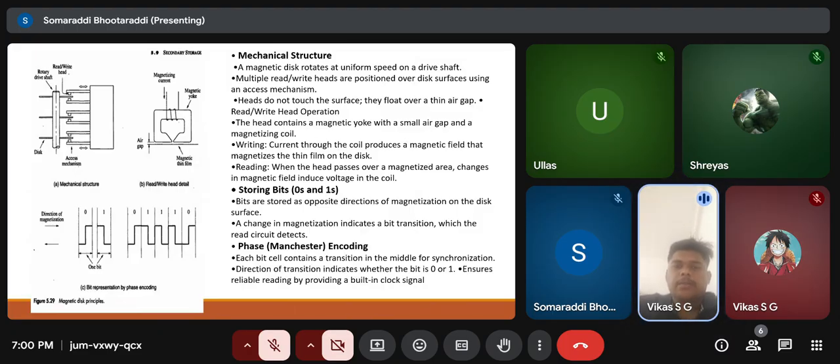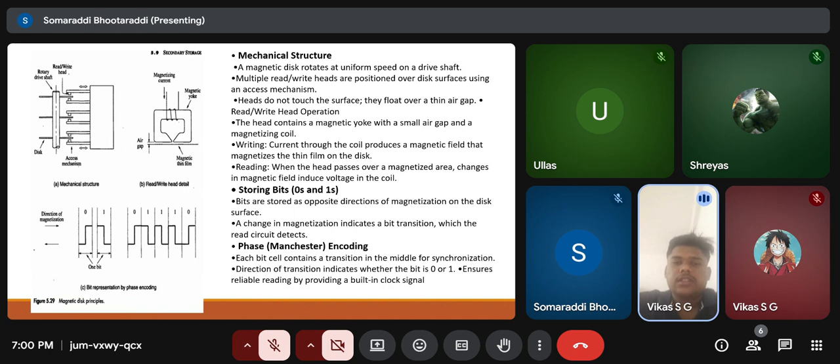Today I will explain the mechanical structure of the magnetic disk and the encoding method used to store and read data. Mechanical structure: the diagram shows the mechanical structure of a magnetic disk. A magnetic disk rotates at a uniform speed on the drive shaft.